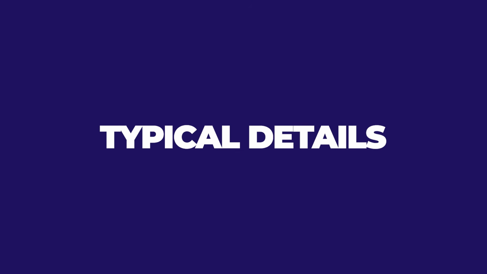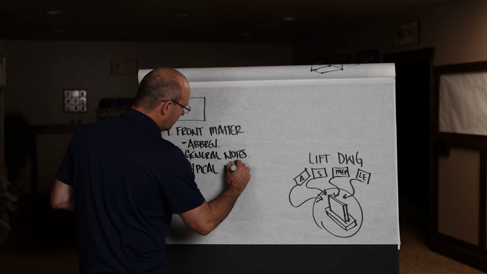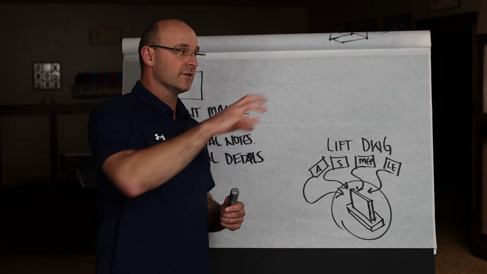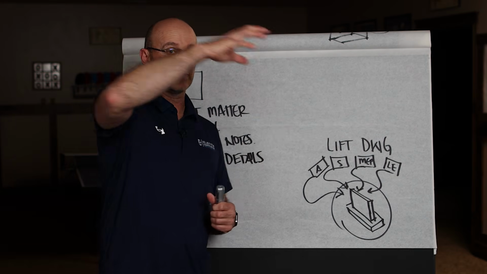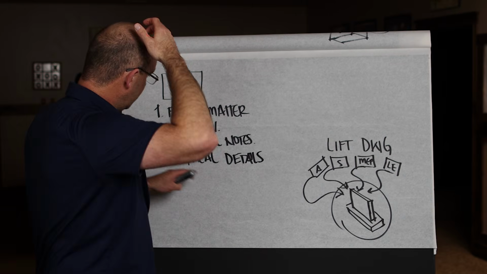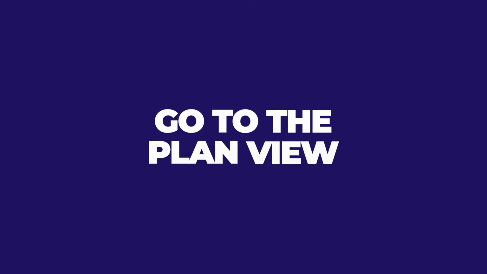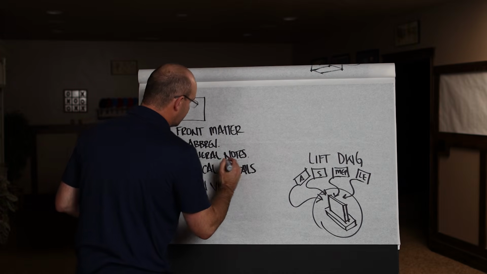The other thing is the typical details. The typical details will govern the rest of everything that you see. Everything else is specific, but it will reference back and anchor to the general notes and the typical details. Then, what I want you to do when you're studying plans is go to the plan view. And I've never drawn this before, so this video is a little bit better.